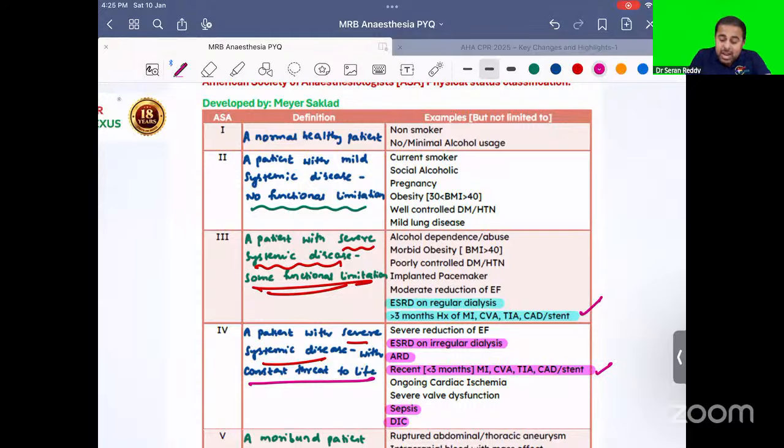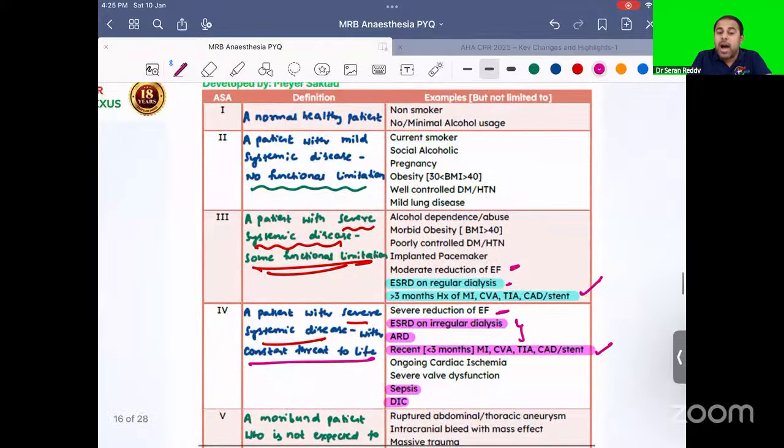So similarly, end-stage renal disease on regular dialysis belongs to 3, whereas irregular dialysis or acute kidney disease belongs to 4. Moderate reduction of ejection fraction is 3. Severe reduction of ejection fraction is 4. And also sepsis and disseminated intravascular coagulation belong to 4.